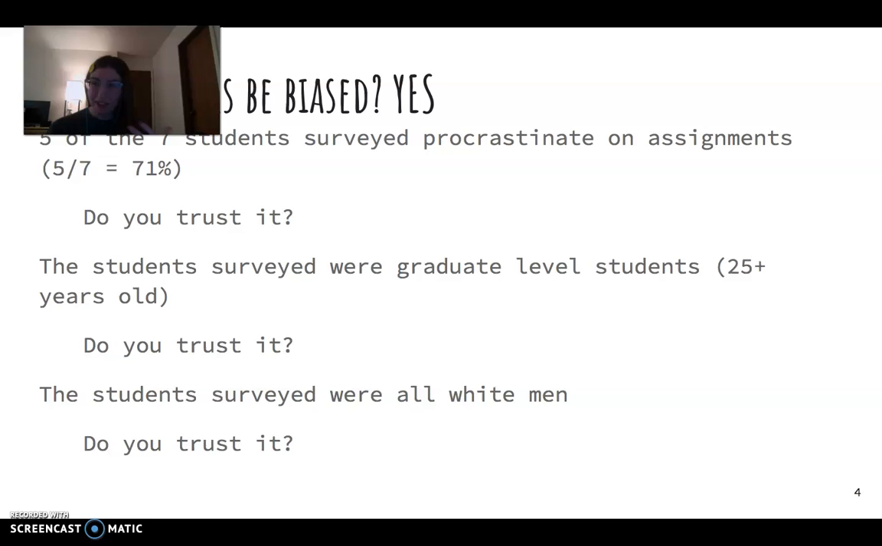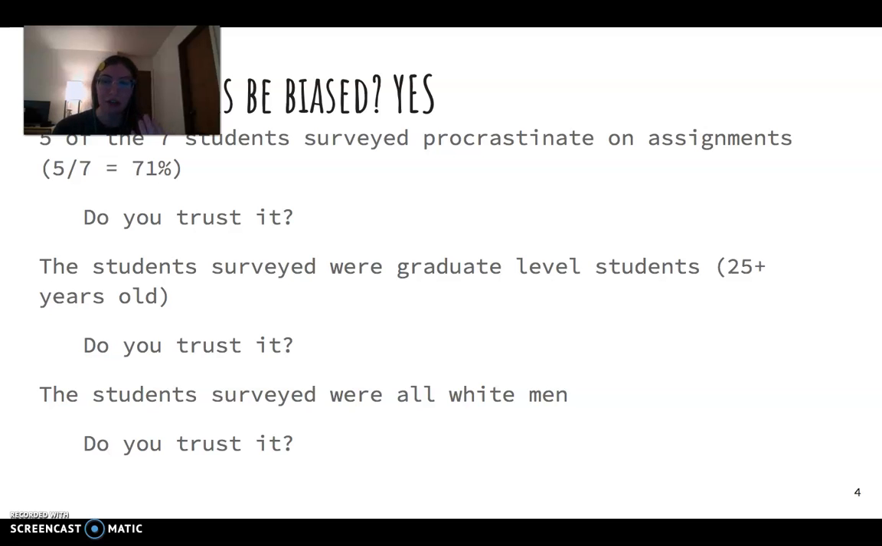If we ask those questions, it would reveal something first: my survey actually only had 7 participants. So 5 of the 7 students I surveyed said they procrastinated. Do you feel better about that statistic, or do you start doubting it? Would you want to take what 5 people said and generalize it to an entire population? So the statistic's not as nice as it used to be.